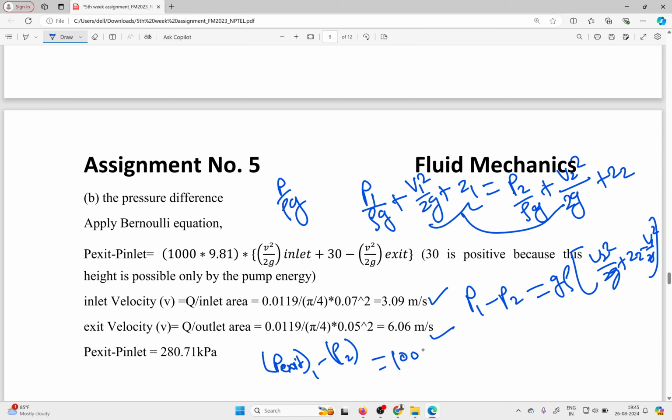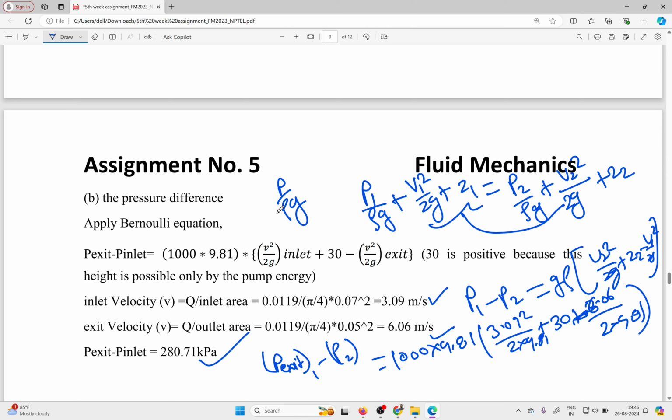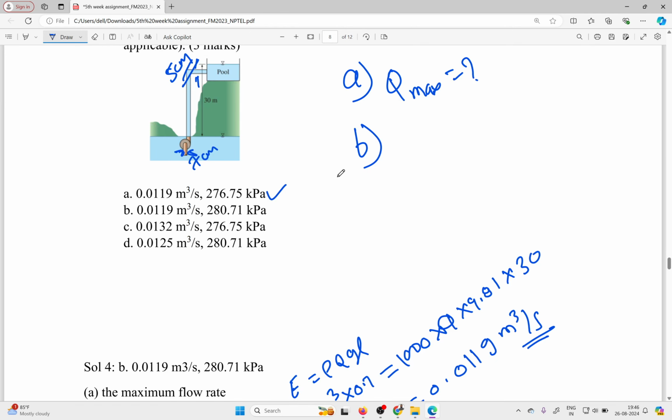So 1000 into 9.81 into V1, 3.09 square divided by 2 into 9.81, plus Z2, already given 30, and 6.06 square divided by 2 into 9.81. So here it is minus, not positive. After calculating you will get 28071 kilopascal. So option B will be correct.